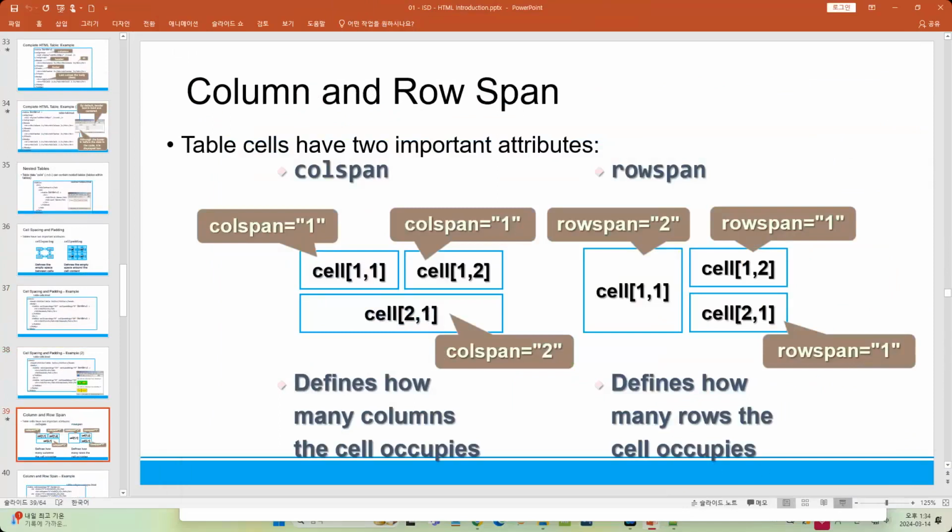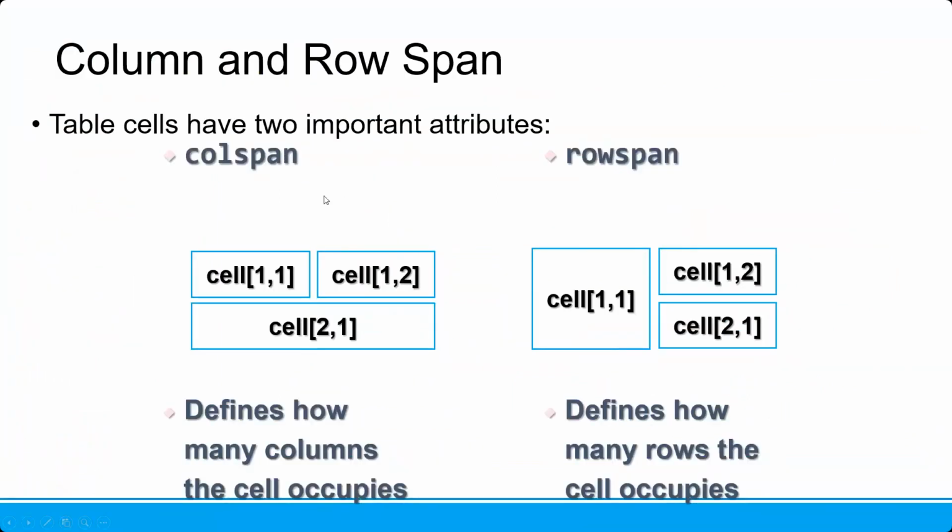And the other thing that you may need to know is about the column span and the row span. The column span, so table cells also have two other important attributes. They are the column span and the row span. The column span defines how many columns the cell occupies. And the row span defines how many rows the cell occupies.